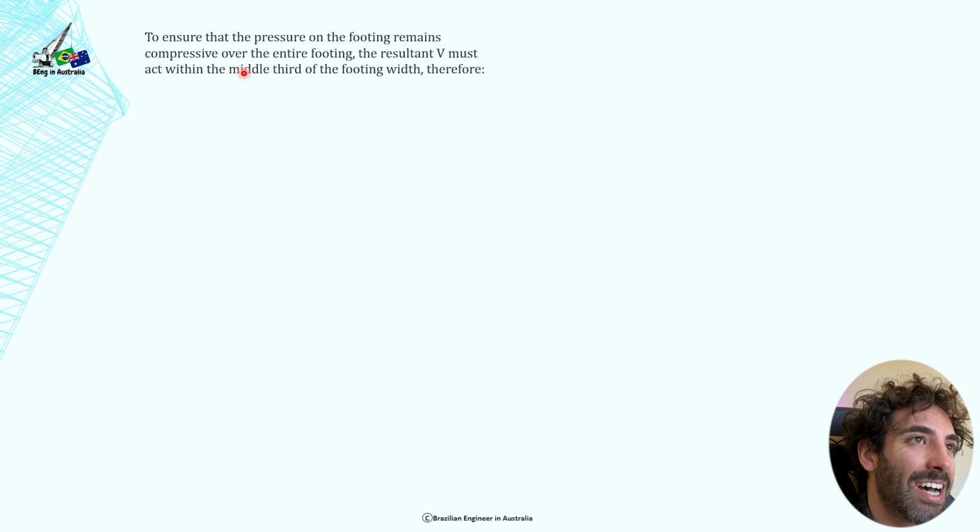So moving to the next slide, we're gonna have to ensure that the pressure on the footing remains compressive over the entire footing. The resultant V must act within the middle third of the footing width. Therefore, E needs to be less than B divided by 6. B is 2.4, the length of the footing, divided by 6. So E is 0.39, which is less than 0.4, therefore okay.